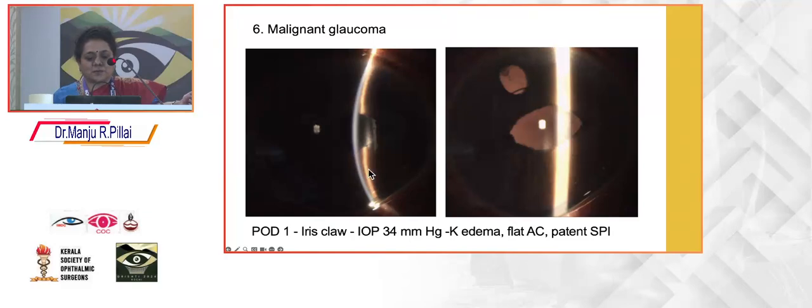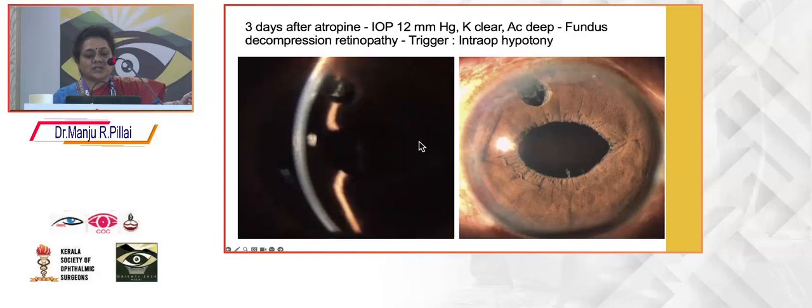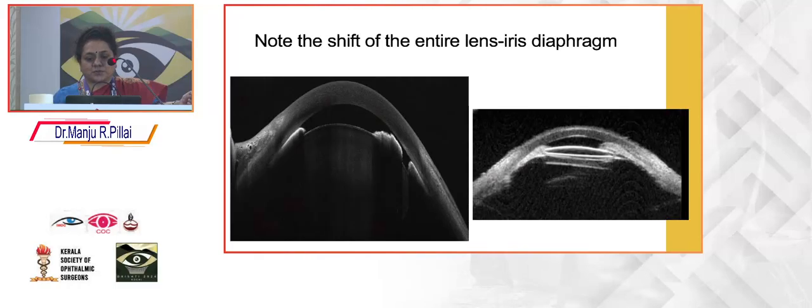And due to some other change of lenses or any other anterior chamber lens, if they do it somewhere outside and bring it, they get a malignant glaucoma, that is IOP is 34, corneal edema, flat AC and a patent iris. So 3 days after atropine, the IOP goes down to 12, clear cornea, AC is deep, and the fundus shows a decompression retinopathy. The trigger was an intraop hypotony. You should see that the entire lens is shifted up. If the IOP is not coming down with all these steroids and atropine, then we have to go ahead with a vitrectomy in these types of cases.